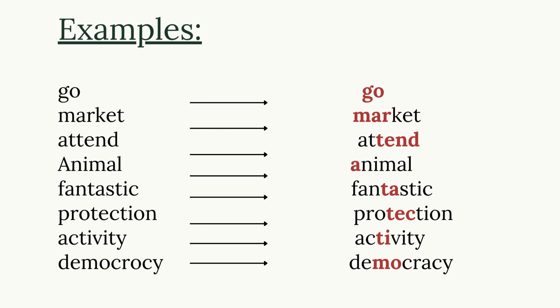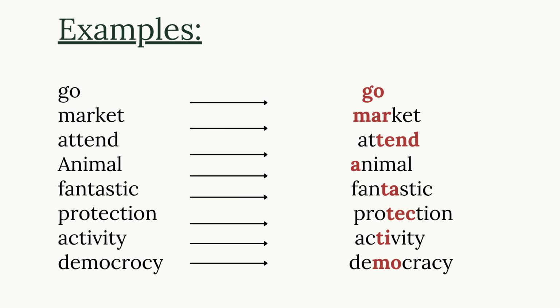Moving on to three-syllable words, let's consider animal. Here we have the antepenultimate rule, so the stress falls on the first syllable. Meanwhile, in the word fantastic, the stress lands on the second syllable because it ends in IC, which is the penultimate rule. Next is protection, a polysyllabic word that ends in tion. Here, the stress falls on the syllable just before the ending. While in activity, a word ending in ty, the stress is placed on the third to last syllable.